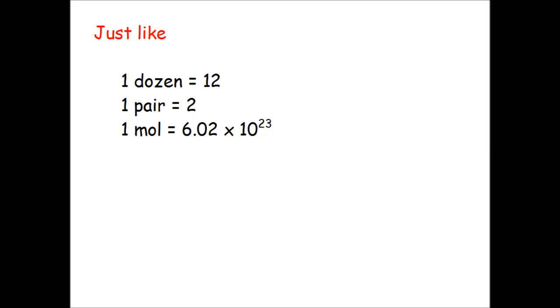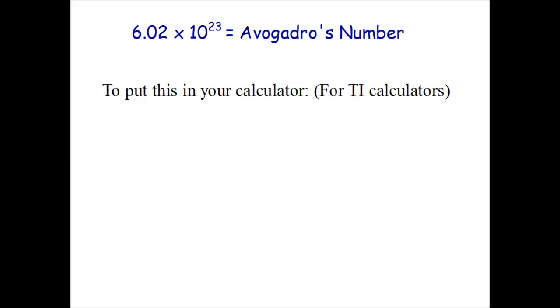Okay, so the mole is a number just like any other amount that we have seen. So you guys are used to hearing 1 dozen, which is 12, or 1 pair, which is 2. Well, 1 mole is 6.02 times 10 to the 23rd of whatever it is that we're talking about. Okay, and we'll do some examples with the mole a little bit later.